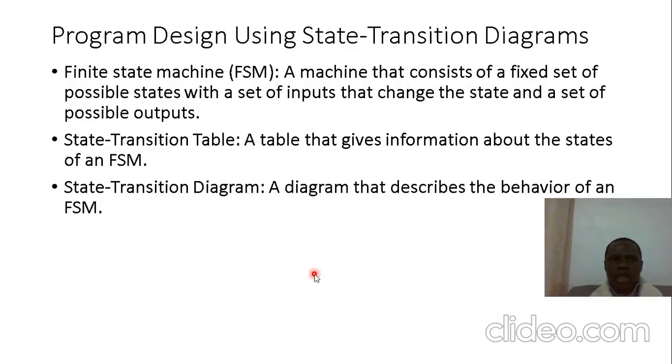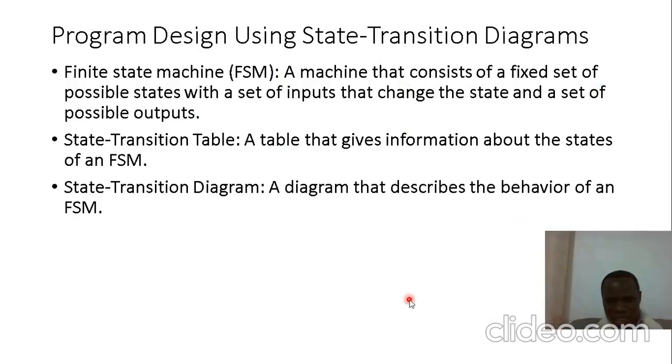Now, program design involves state transition diagrams. When we talk about state transition diagrams, there's first the finite state machine. The finite state machine consists of a fixed set of possible states with a set of inputs that change the state and a set of possible outputs. So we're talking about a diagram that has a certain set of possible states, and these states change with certain input to give possible outputs.